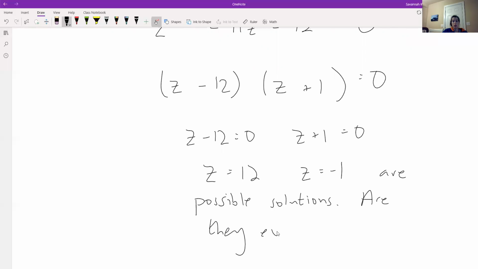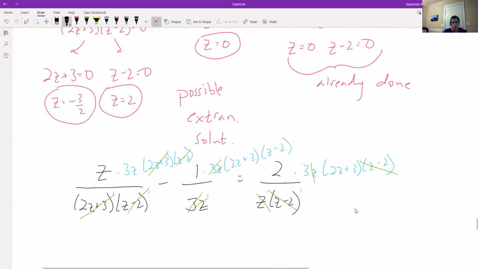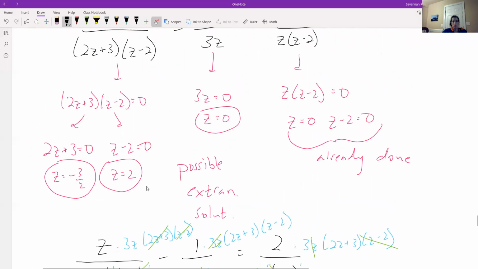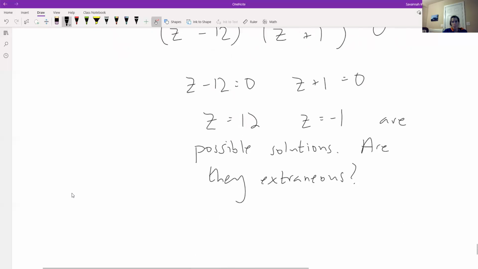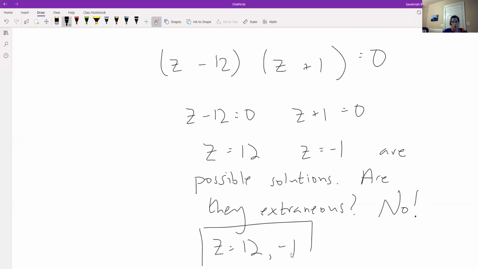And I don't even begin to remember the start of this problem. Are they extraneous? So I scroll up. All right, 0, 2, and negative 3 halves. No. Great. So I get to keep both 12 and negative 1 as my true solutions.